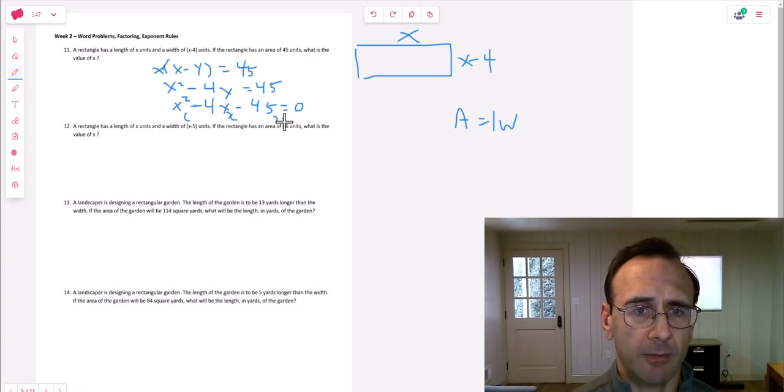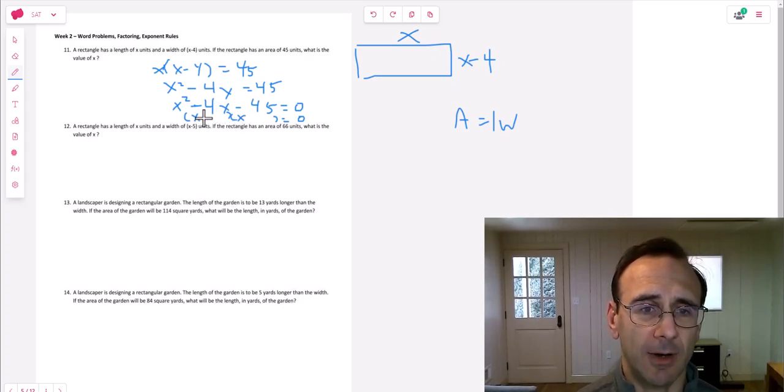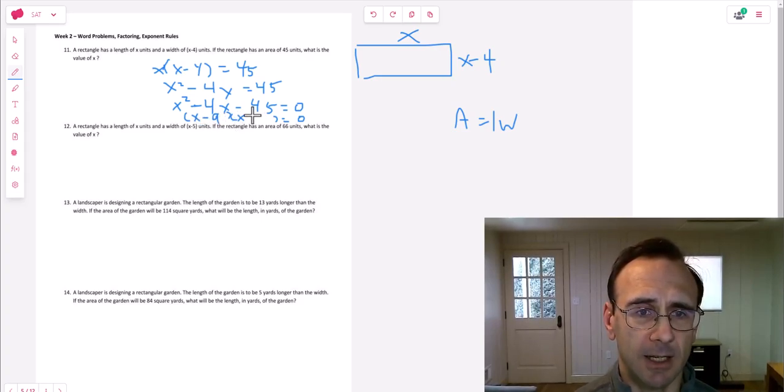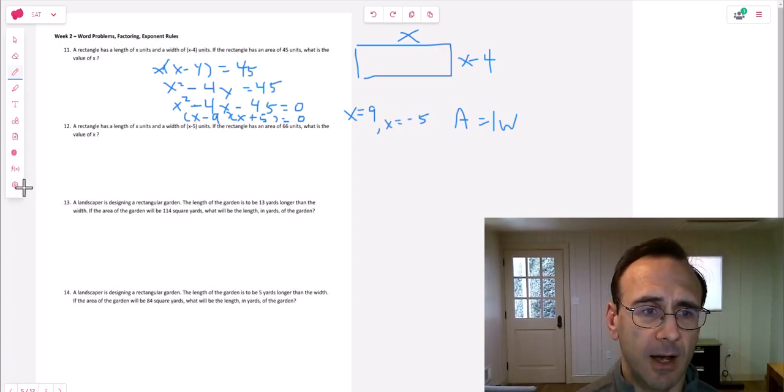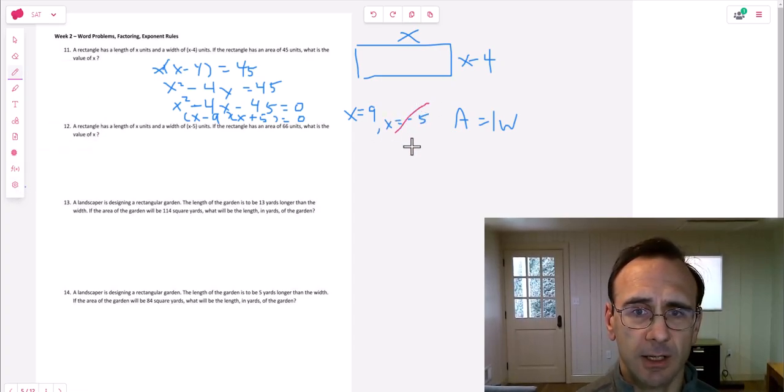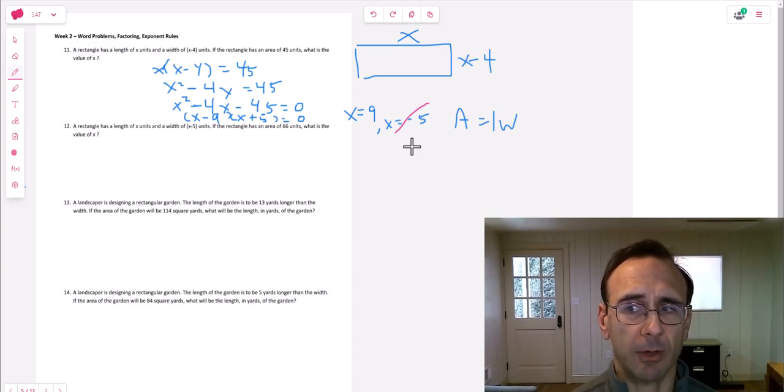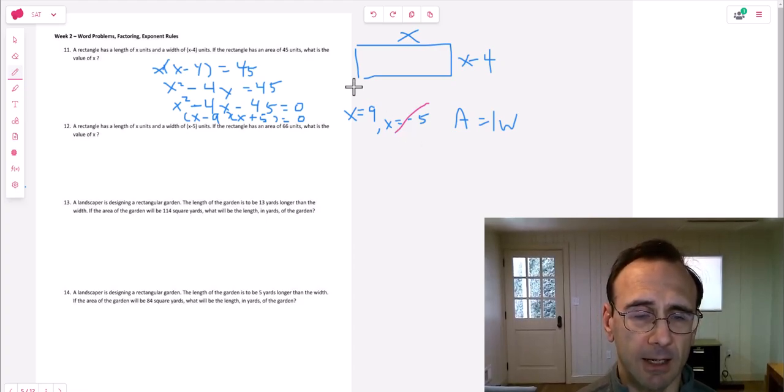And then we go about factoring it. This ends in a 5, so I know it's divisible by 5, so I would try that first. 9 and 5 work, so it would be x minus 9 times x plus 5. Set both factors equal to 0, you get x equals 9 and x equals -5. -5 you can discard because anytime you're dealing with a physical property, it can't be negative. You can't have a negative length. So that's why x is 9.